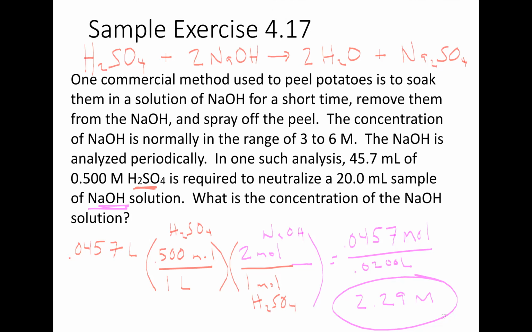So with these, the big thing is just recognizing we can use that molarity as a conversion factor itself, because it's going to link moles and liters for whatever that solution is. And then once we're in moles, we can use the balanced chemical equation just to relate one substance to another using those coefficients.